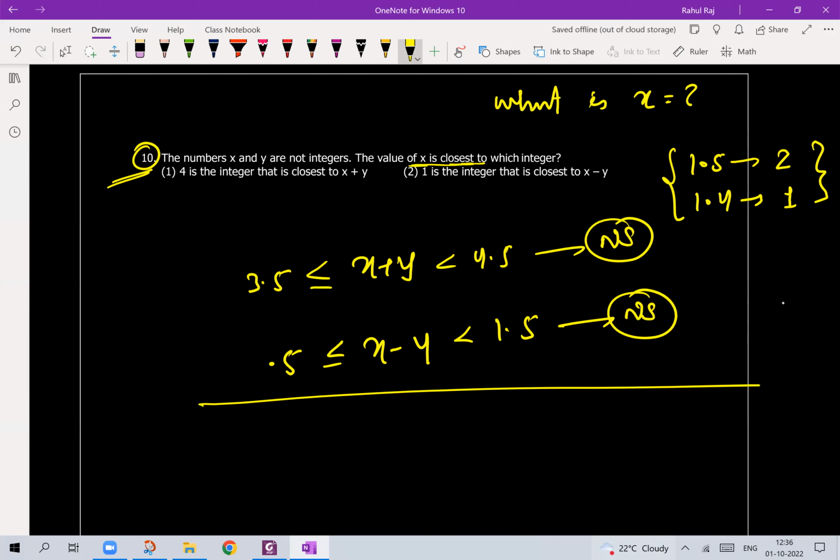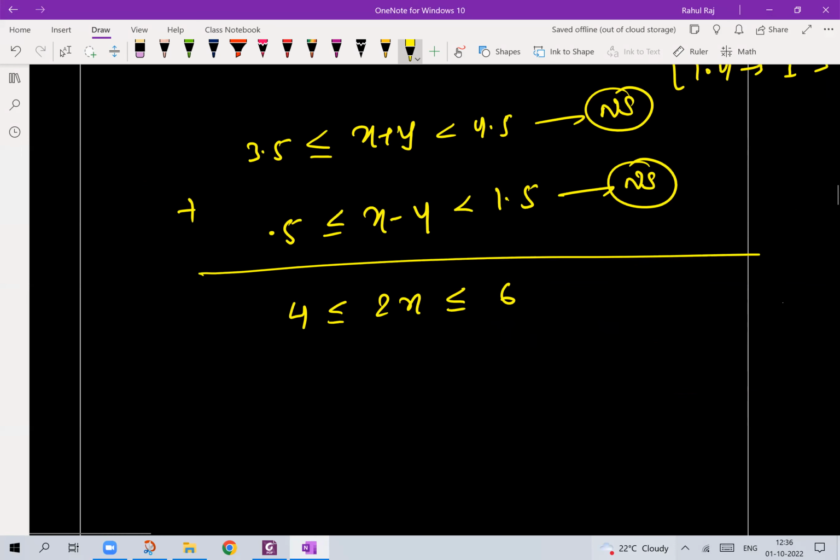And if I add, what will I get? I'm seeing that y is getting cancelled. I get 6. Sorry, I get 4. 3.5 and 4.5 is 4. I'm adding these two. I'm getting 2x less than 6. If I divide this entire equation by 2, what happens? x is greater than or equal to 2 and less than 3.